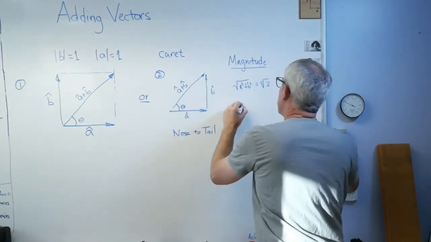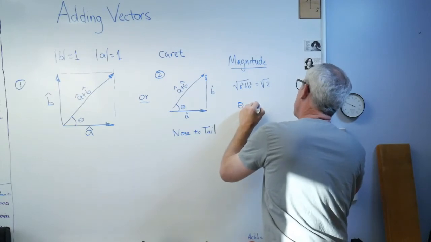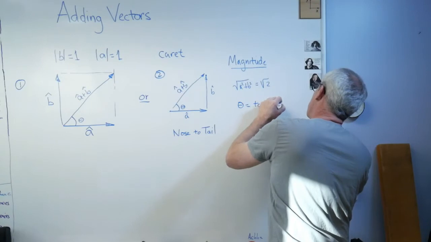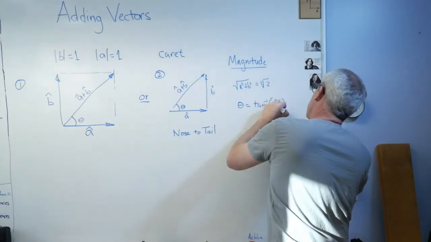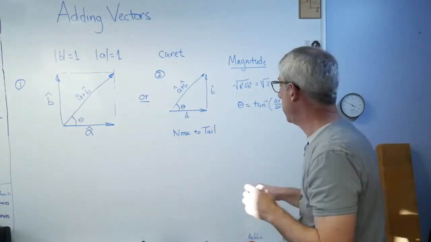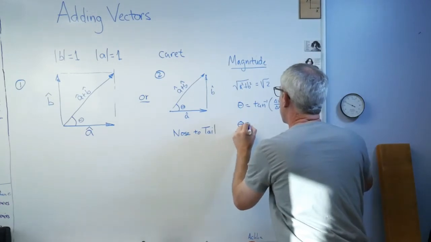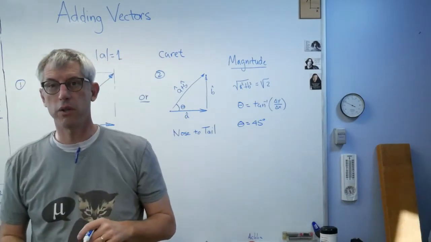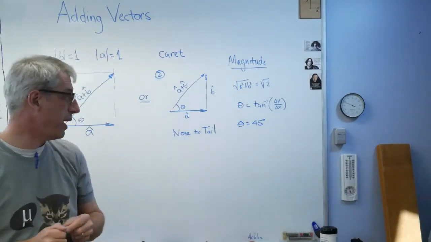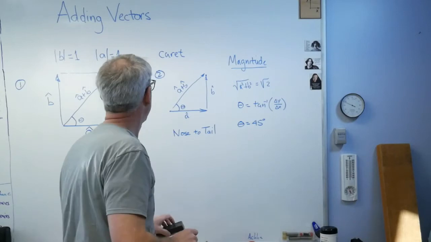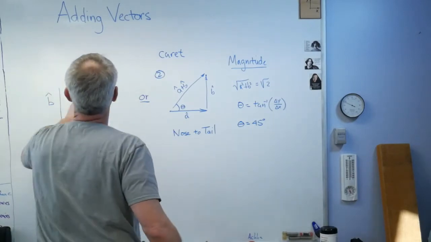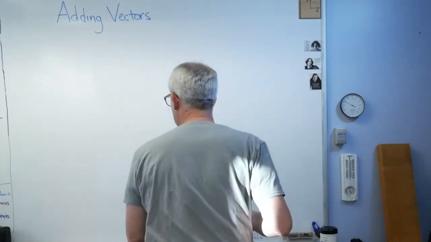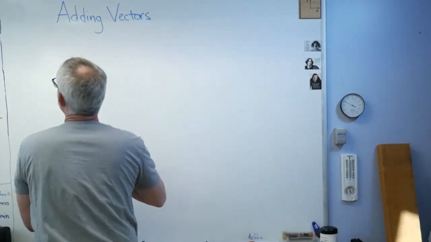And theta is the inverse tangent of delta y over delta x. Well, in this case both of them are 1, so theta is 45 degrees. So there's 2 ways to do it. Now, there's 2 others actually. So if we go through this, all right, number 3. Okay, method number 3. There we go.